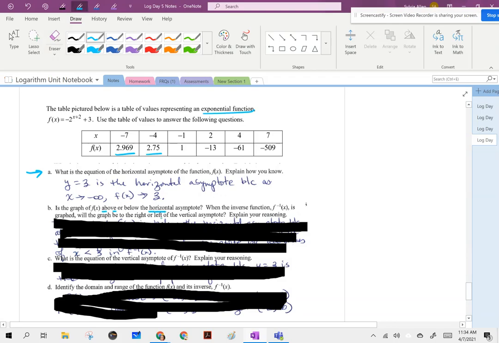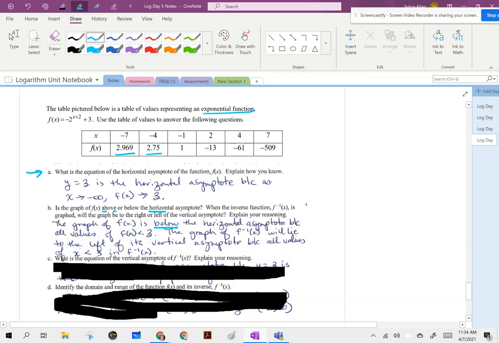Is it going to be above or below the horizontal asymptote? Look at all your y values. Your y values start at 3 and then they go all the way down. So the graph of the function is below the horizontal asymptote because all of the values of this function are less than 3. The graph of the inverse will lie to the left of its vertical asymptote because all the values of x less than 3 are in f inverse. Remember, if the y values are less than 3, when you switch the x and the y, the x values become less than 3. All right.